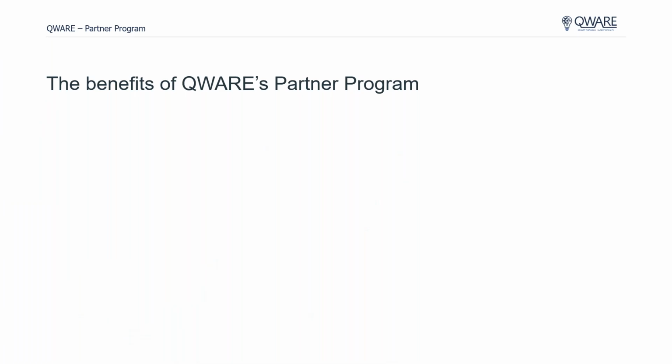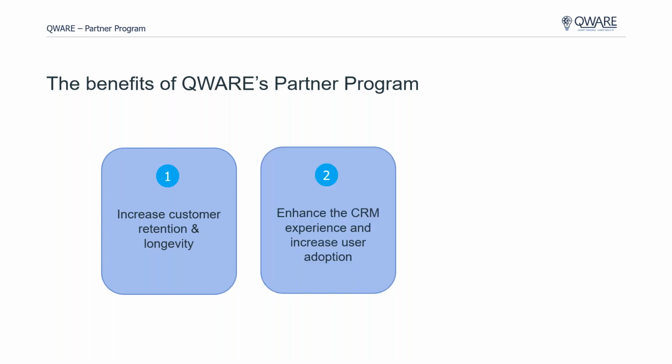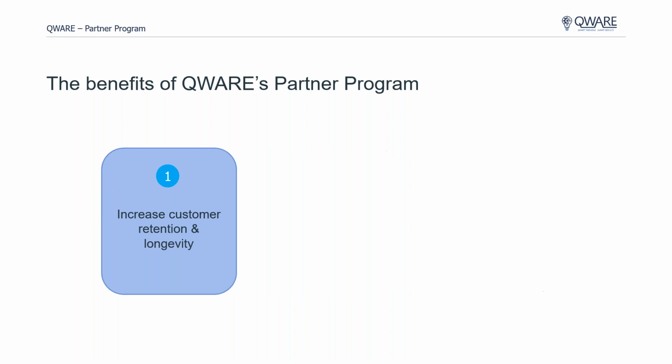Now, in the last few minutes, I want to review our partner program, in particular the benefits of being a keyword partner, especially in 3 main areas. So that is increasing customer retention and longevity, enhancing the CRM experience and increasing user adoption, and finally winning you guys more business. So let's take a closer look at these 3.